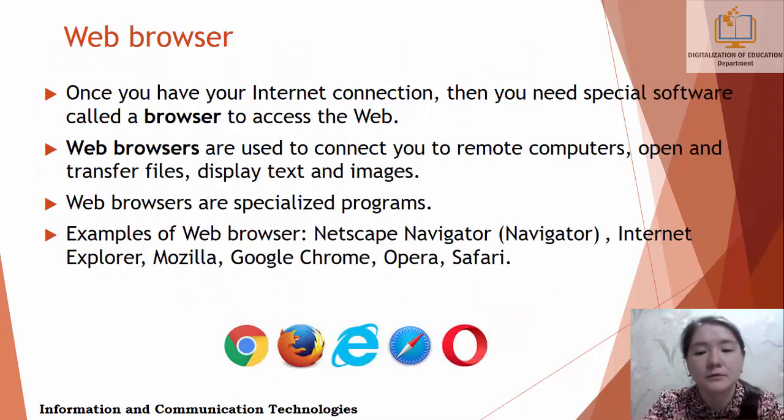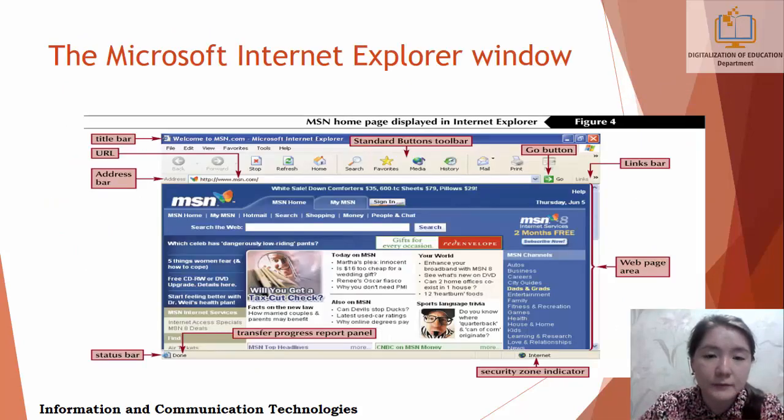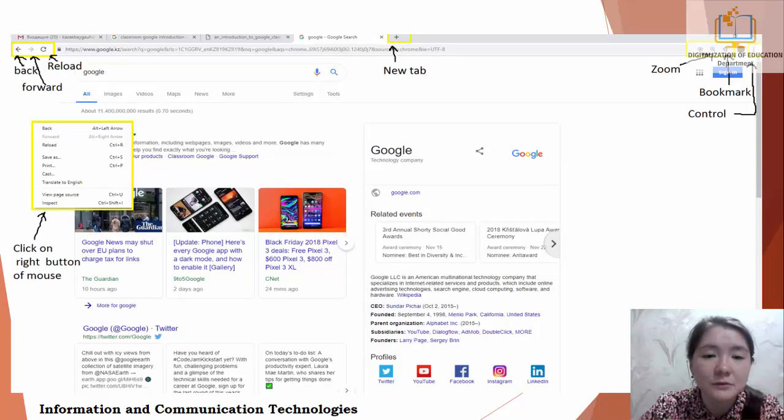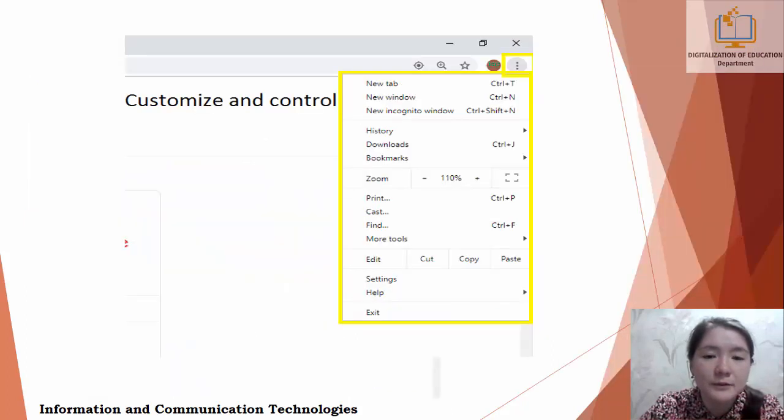Web browser. To search for some information on the internet and to look through the information, we can use some software. This software is called a web browser. For example, these are examples of web browsers: Google Chrome, Mozilla, Internet Explorer, Safari, Opera. For example, this is the Microsoft Internet Explorer window. For example, this is the Google Chrome browser. So on your browser you can customize these pages.